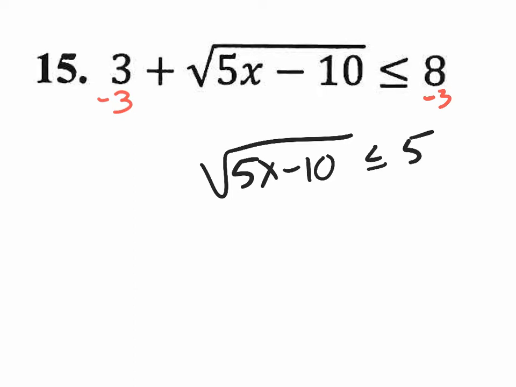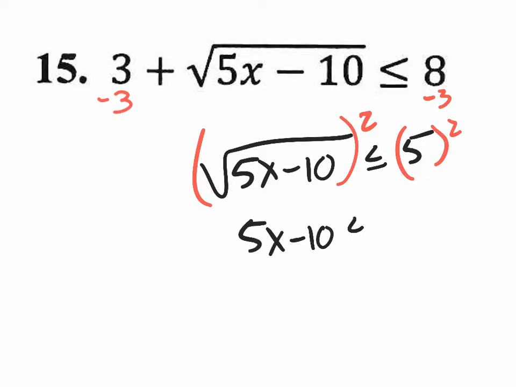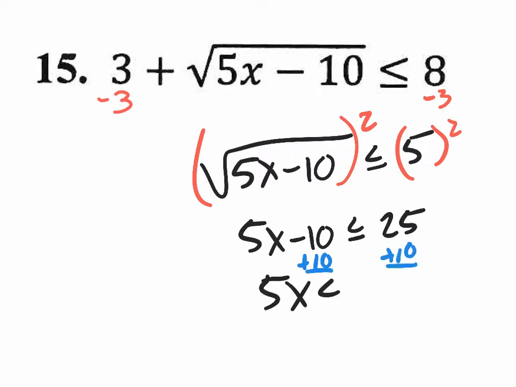And you get rid of a square root by applying what power? Second power, yep, power 2. So we end up with 5x minus 10 is less than or equal to 25. What else do I do? I add 10, we end up with 5x is less than or equal to 35, which means if I divide by 5, final answer is x is less than or equal to 7.